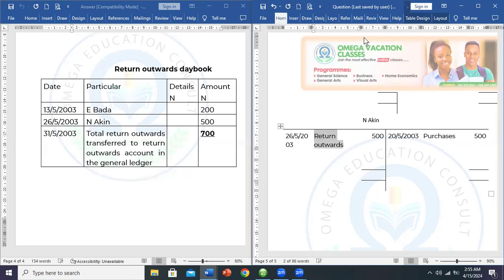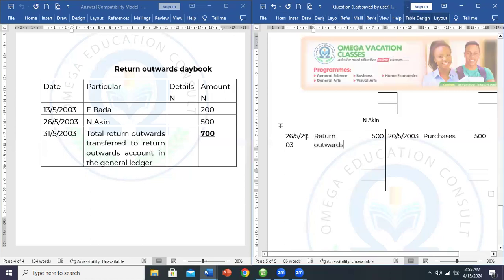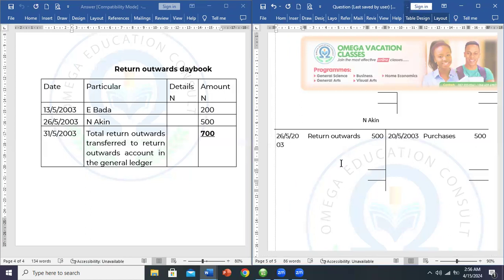Then after we post the total of the return outwards into the return outwards account in the general ledger. So I need to go back to my general ledger.